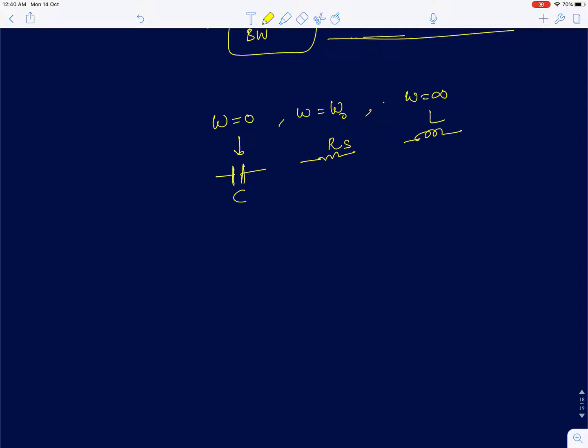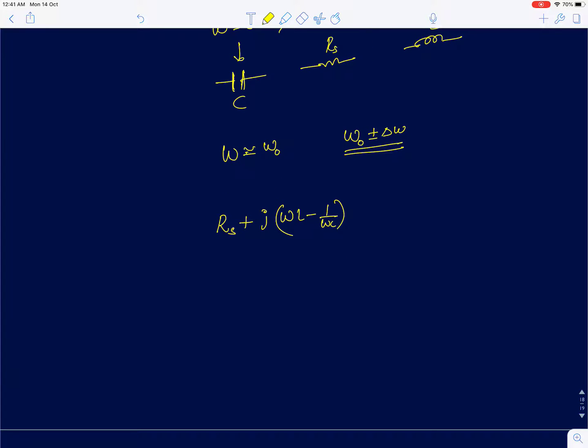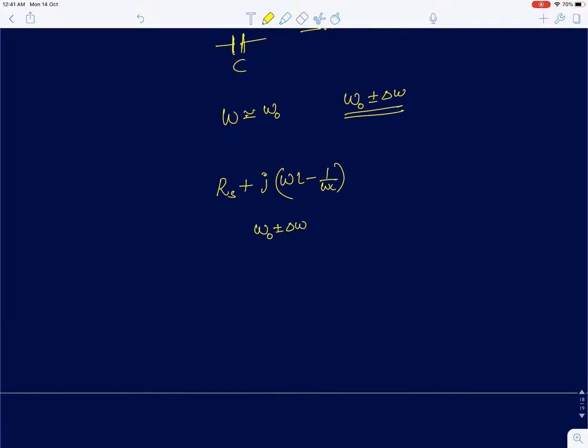Now we'll try to understand what happens in terms of circuits. Can we actually try to capture a model for this series RLC circuit near the resonant frequency? So when your omega is very close to omega naught, we are interested in frequencies which are at omega naught plus or minus delta omega. For the series RLC circuit, the impedance is given by Rs plus j omega L minus 1 by omega C. Here I am going to substitute omega as omega naught plus or minus delta omega.